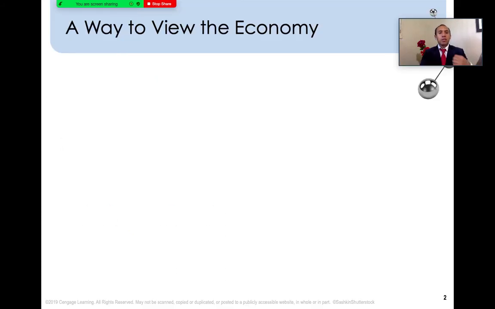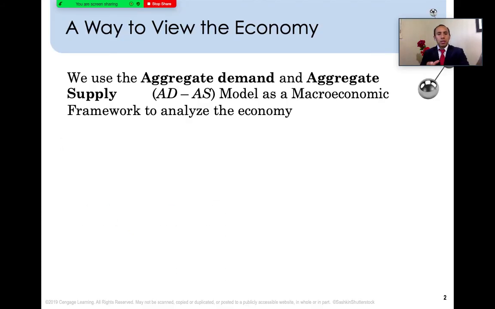Aggregate demand is a way to view the economy as an economic framework that is used to analyze the collective behavior of the economy. So we use the aggregate demand and aggregate supply, short AD-AS, the AD-AS model, as an economic analysis to study economic activity from the demand side on the aggregate level and on the aggregate supply side, in this case from the production of goods and services in the economy.